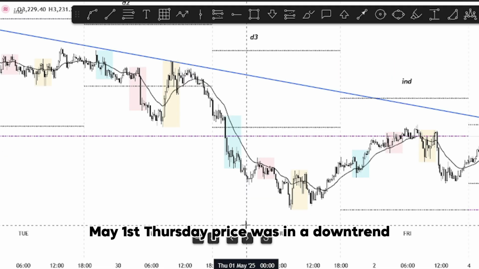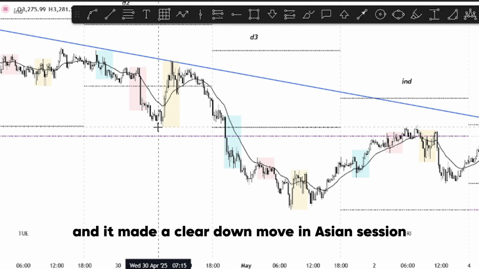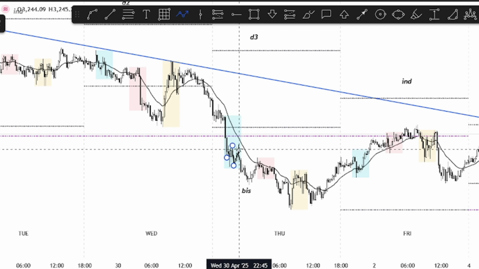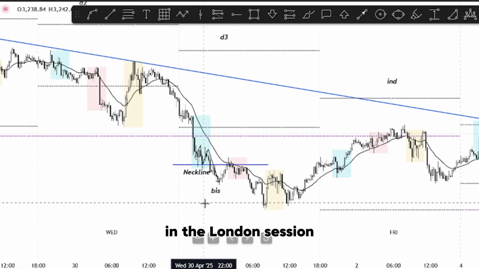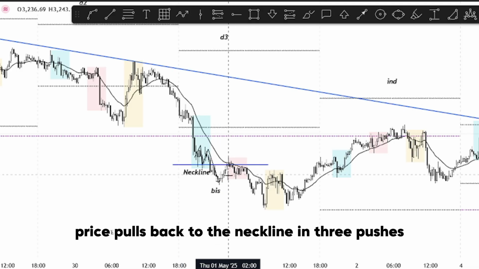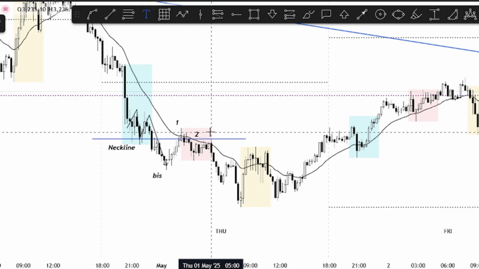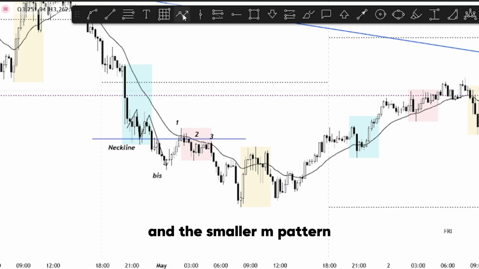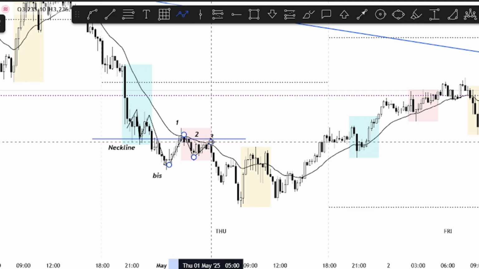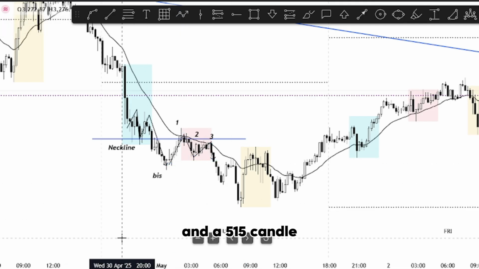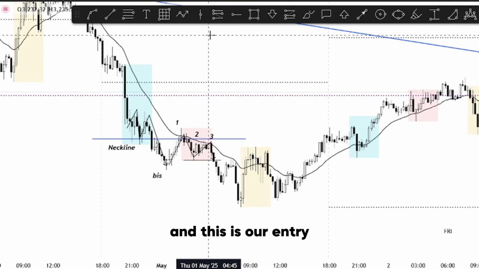May 1st, Thursday, price was in a downtrend and made a clear down move in Asian session. There was the M and the neckline. In the London session, price pulls back to the neckline in 3 pushes: 1 push, 2 and 3. Smaller M pattern. Okay, this is the M. And the 5:15 candle, this one, price broke the neckline of M, and this is our entry.